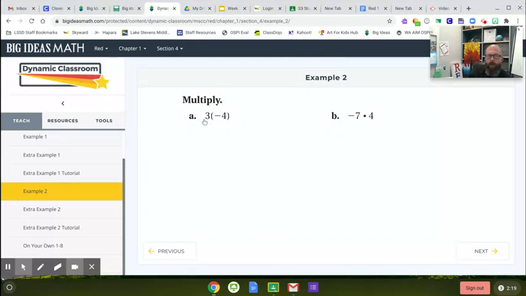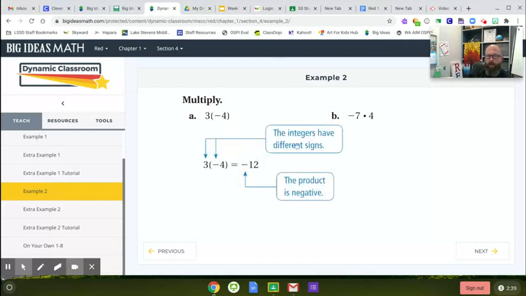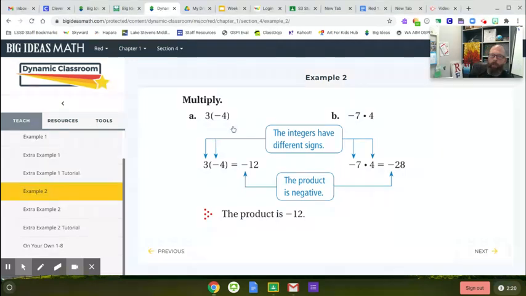Okay? So we have different signs here. The integers have different signs. We have a positive times a negative. So the product, or the answer, is negative. So 3 times negative 4 is negative 12. Negative 7 times 4, we have different signs here, right? So because they have different signs, the answer is going to be negative. So the product of multiplication with different signs is a negative answer.